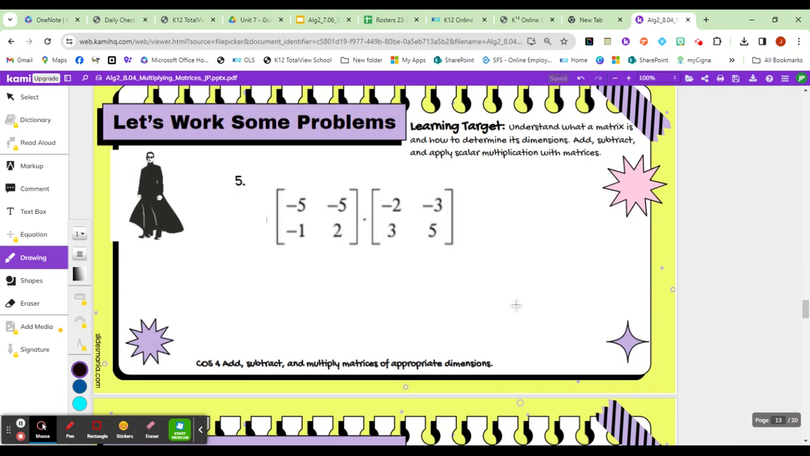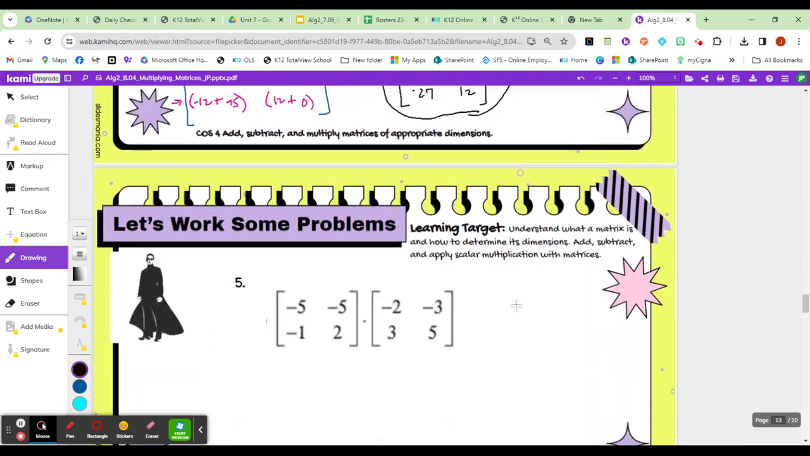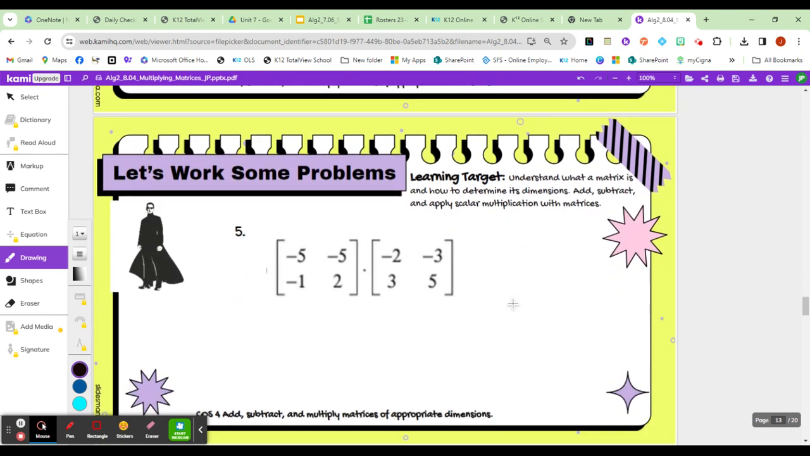Let's do another one. So I'm starting off with 2 by 2s times 2 by 2s just because I think those are a little bit easier, and then I think I'll get harder from here. Sometimes I forget what I made in my PowerPoint. So as long as those inside dimensions are the same, it is possible. Okay, so we'll start with our first row. Always our first row times our first column.